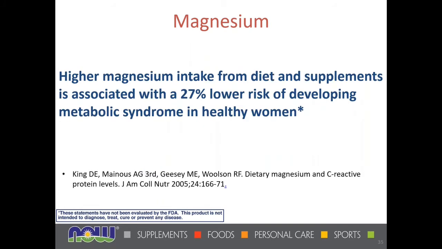And in the Journal of the American College of Nutrition, it was reported that higher magnesium intake from both diet and supplements is associated with a 27% lower risk of developing metabolic syndrome in healthy women. Metabolic syndrome is a cluster of symptoms that increases the risk for diabetes, heart disease, and non-alcoholic fatty liver disease. So having those symptoms is not considered a healthy sign and are in fact considered risk factors for developing these diseases.